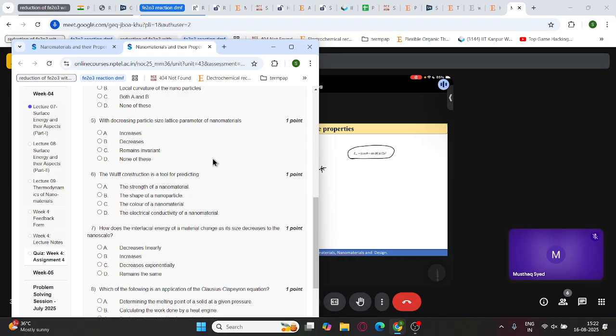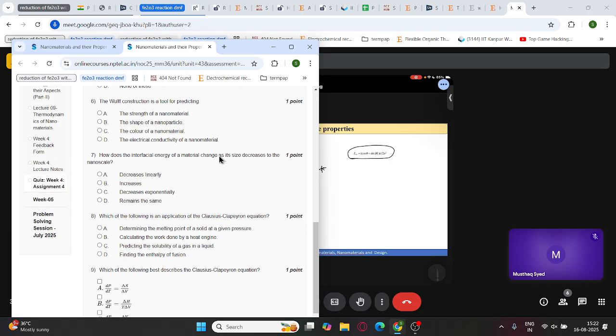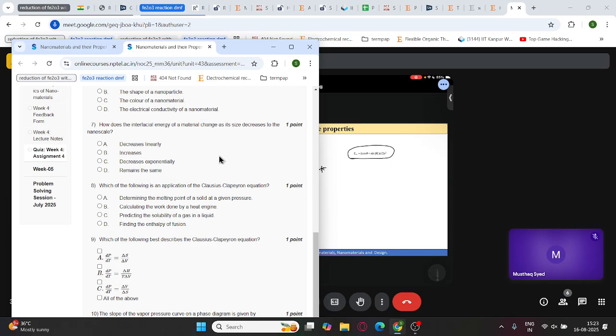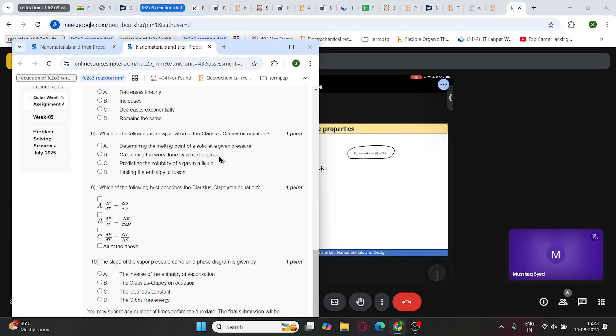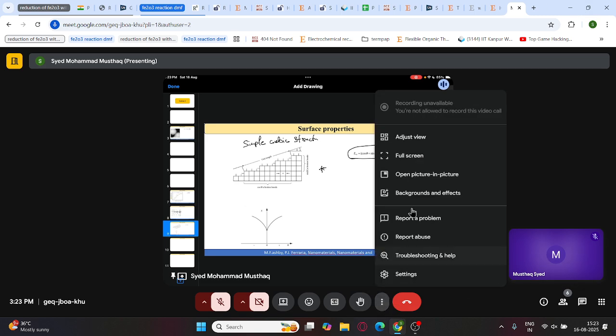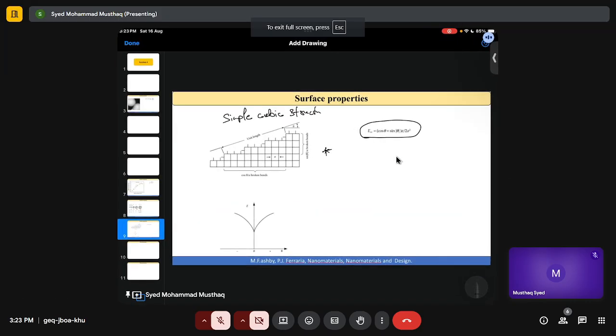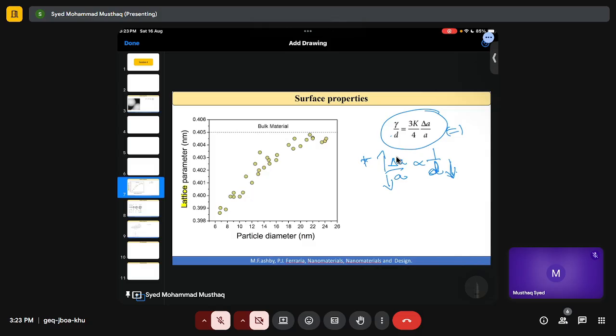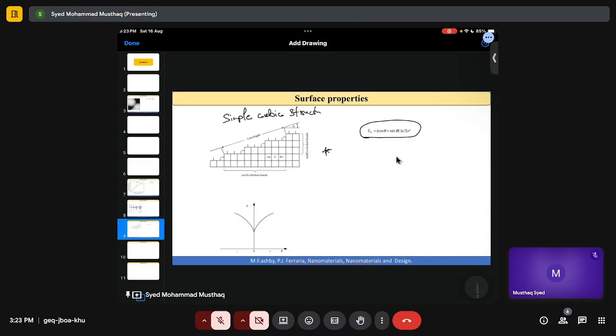Using particle size, lattice parameter of nano. Okay, so I have seen these questions. Again, there is a term called isotropic and anisotropy, right? I hope you people have listened to that. So isotropy, and there is another term called anisotropy.